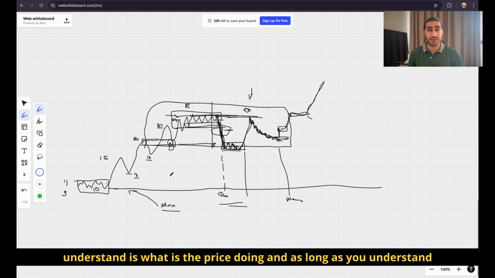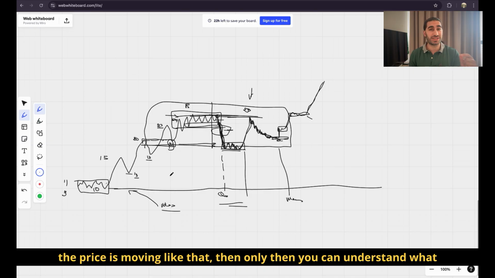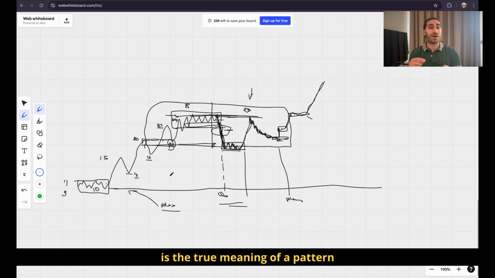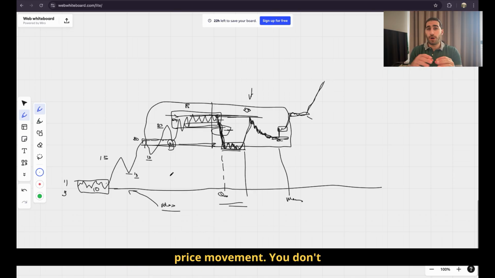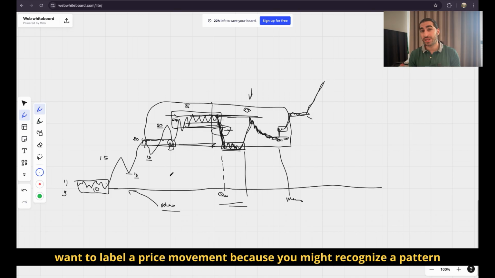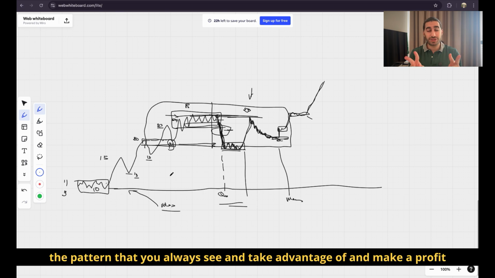What you need to understand is what the price is doing. And as long as you understand what the price is doing and why it is moving like that, only then can you understand the true meaning of a pattern. Because a pattern is basically labeling a price movement. You don't want to label a price movement, because you might recognize a pattern somewhere that is not necessarily the pattern that you always see and take advantage of and make a profit from.